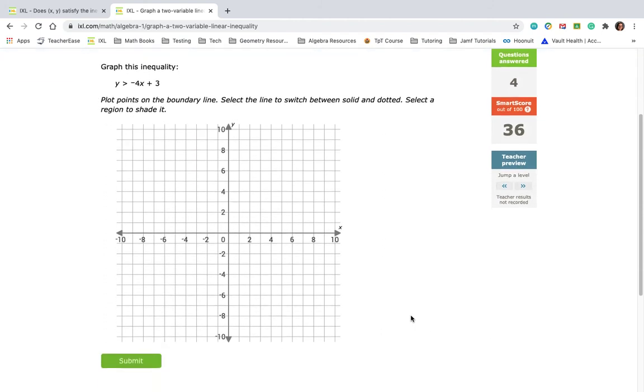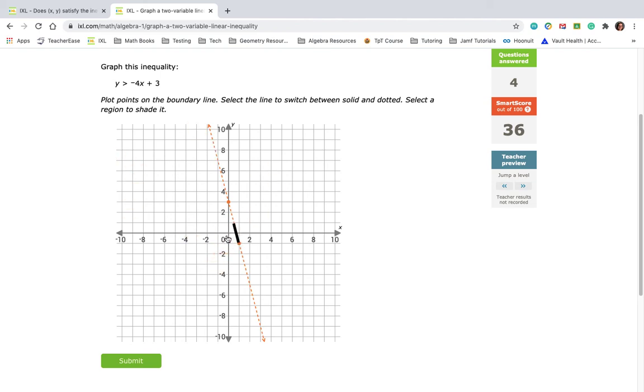All right, here's another one. y equals negative 4x plus 3. This time I start at my y-intercept of 3. I have a slope of negative 4, so I go down 4 to the right 1. And then it's just greater than, so I change it to dashed. And then I test a point.